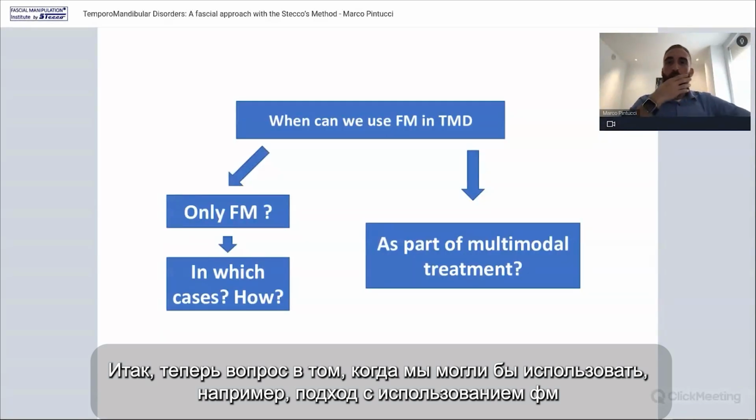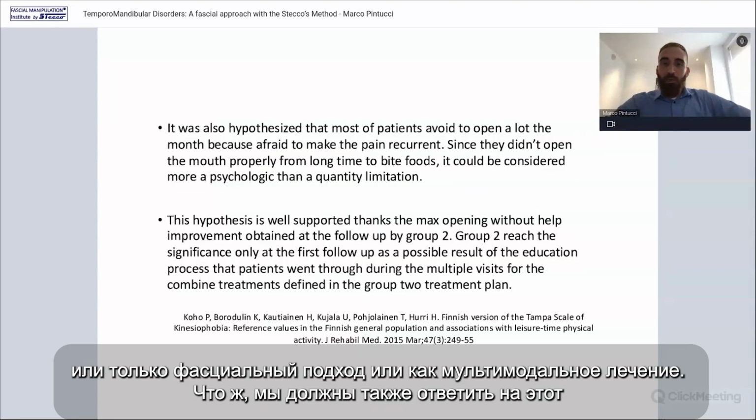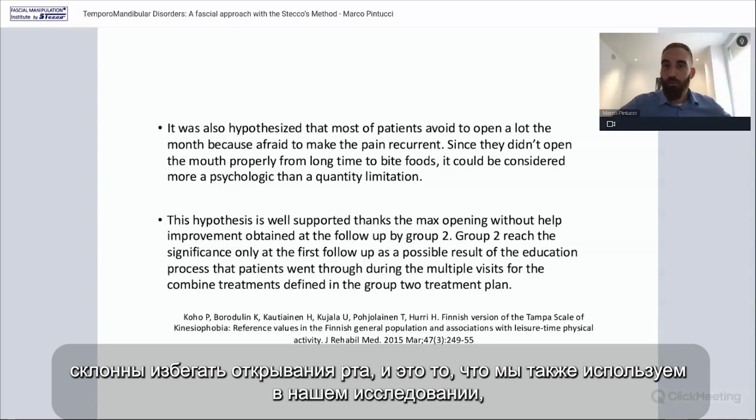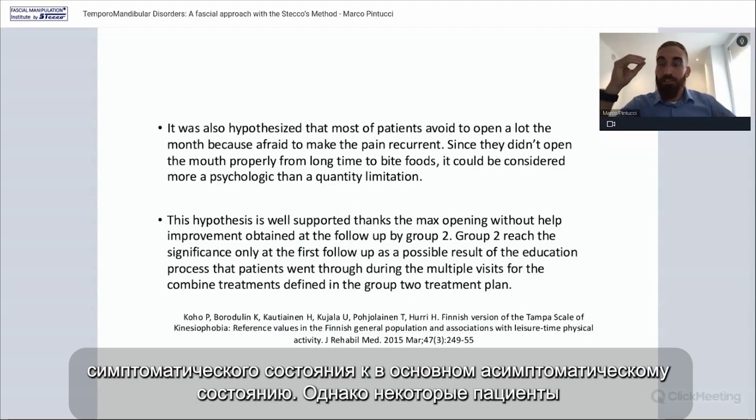So now the question is when we could use, for example, a fascial manipulation approach or a fascial approach alone or as a multimodal treatment. Well, to respond to this question, we also have to observe something, that most of the patients, even when they improve, tend to avoid mouth opening. And this is something that we also observed in our study, because from analyzing the data, we saw that the patients dropped from a symptomatic condition to basically an asymptomatic condition.